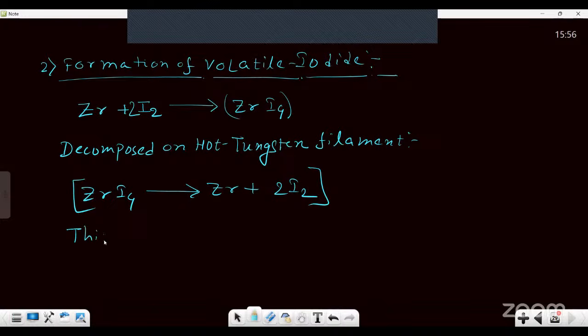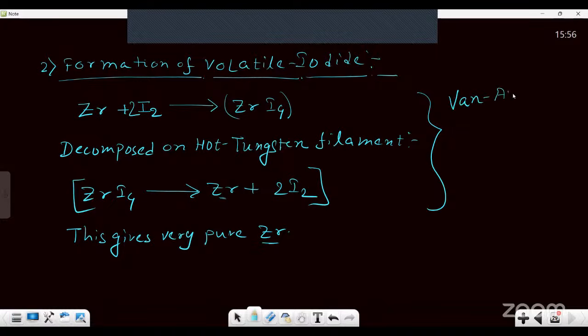So this zirconium that you are getting here is very, very pure, because you see, I haven't used anything here, just pure decomposition on the hot tungsten filament. This process overall is called, very important, please note it down, the Van Arkel process, for zirconium extraction. So titanium extraction is Kroll's process, and this is our Van Arkel's process.